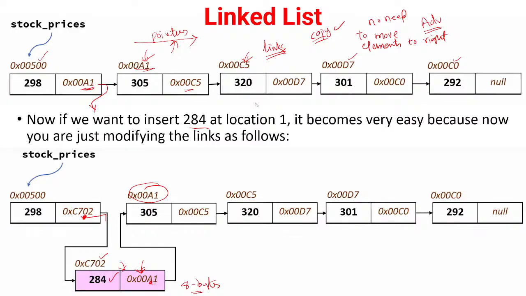Now you can see here 298. When you go to next, you come to 284. When you go to next, you go to 305. Next means 320, next means 292. Since there are no more elements, the last element's next pointer contains a null value. Now see, we haven't disturbed any element nor copied any element from one location to another. We just created a new node, added this element into that new node, then changed two pointers: one pointer here and another pointer here.